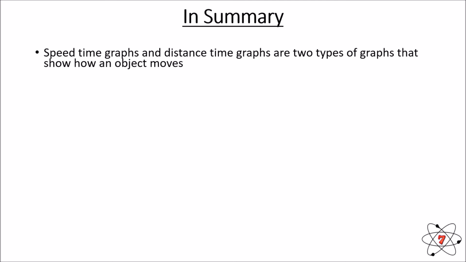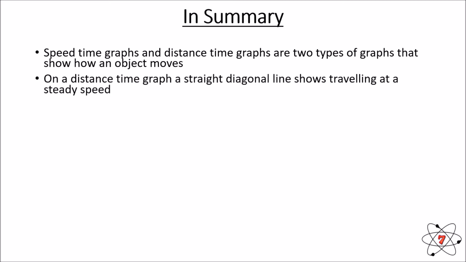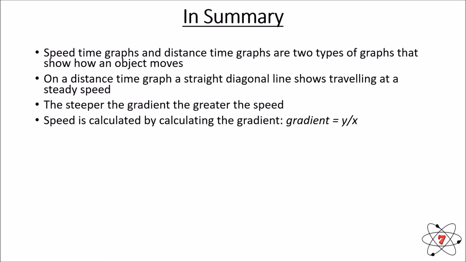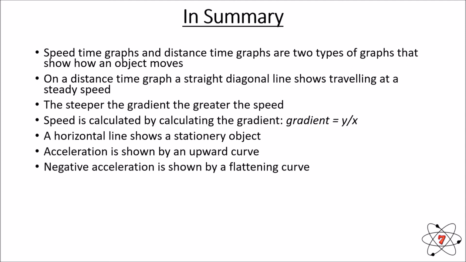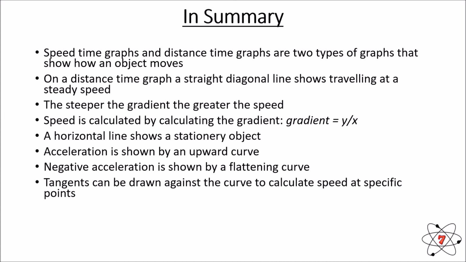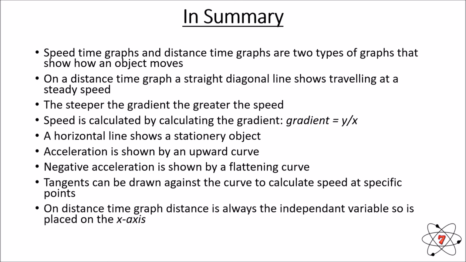So, in summary, speed time graphs and distance time graphs are the two types of graph that show how an object moves. On a distance time graph, a straight diagonal line shows travelling at a steady or a constant speed. The steeper the gradient, the greater the speed. Speed is calculated by calculating the gradient, which is y divided by x. A horizontal line shows a stationary object because there's no change to distance. Acceleration is shown by an upward curve. Negative acceleration is shown by a flattening curve. And tangents can be drawn against the curve to calculate speed at specific points. And on a distance time graph, the distance is always the dependent variable, so it's placed at the y-axis.